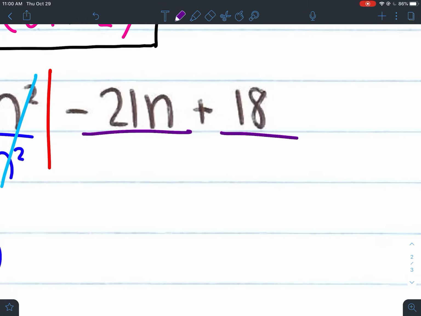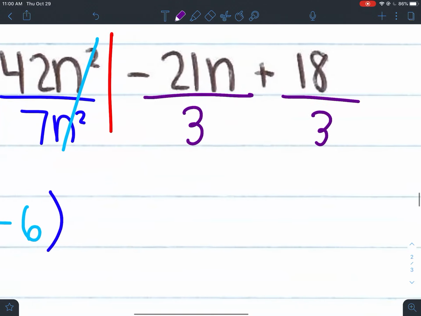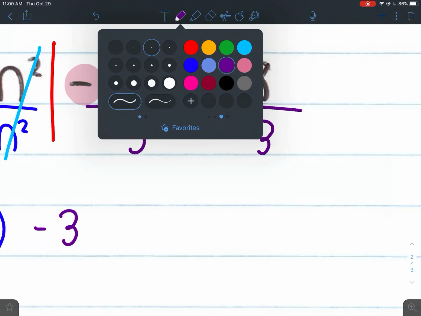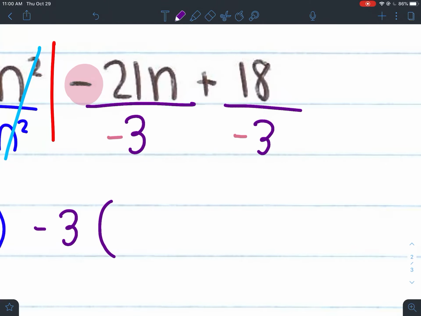We have 2 terms. The largest number that goes into both 21 and 18 is going to be 3. Okay, the largest number is 3, but because that first term is negative, I have to take out a negative 3. So I put minus 3 in the front of my parentheses, and then I'm going to start simplifying. So negative 21 divided by negative 3 is positive 7. I have the n left over, and 18 divided by negative 3 is negative 6.